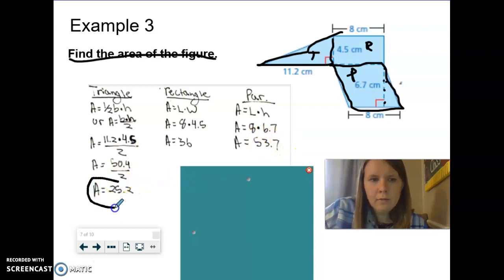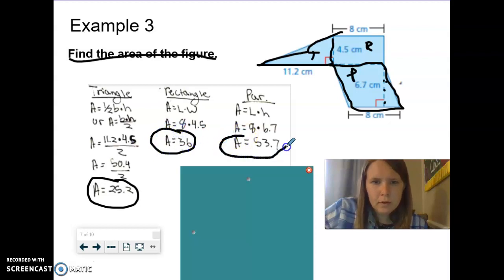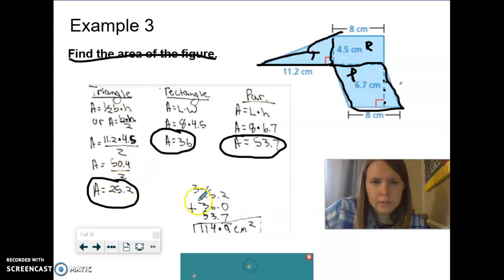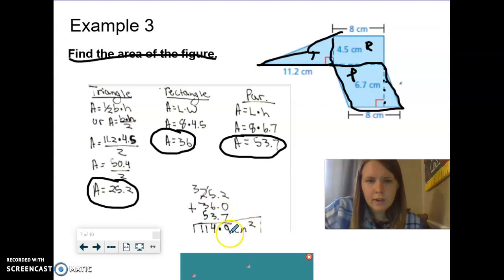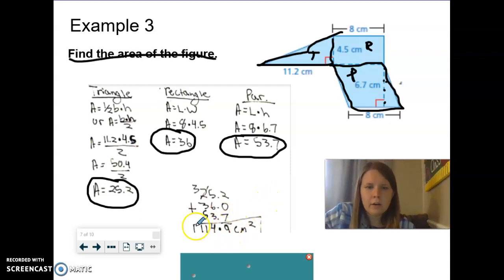Once I have all of these, then I'm going to go back and add them all together. So adding in that 25.2, okay, the 30.0, 53.7. I get a final answer of 114.9 centimeters squared. Make sure you've got those units. Okay, I will be docking points if your units are not correct. Very important.